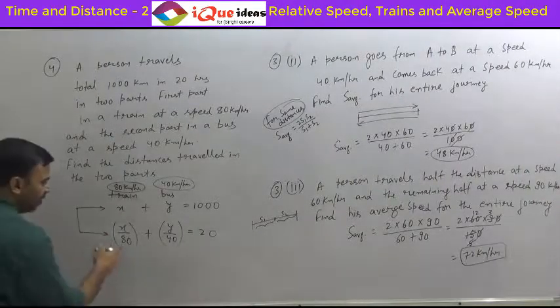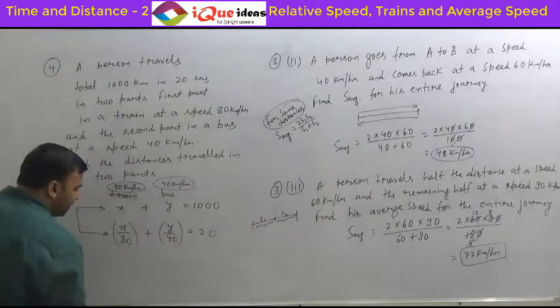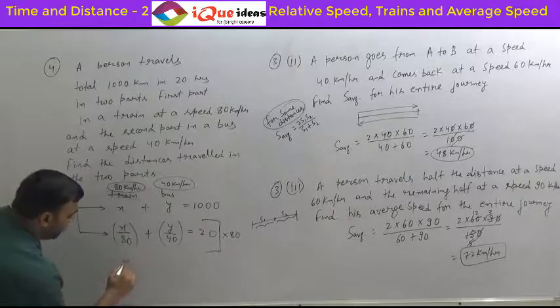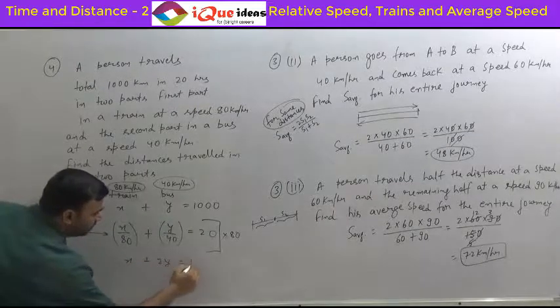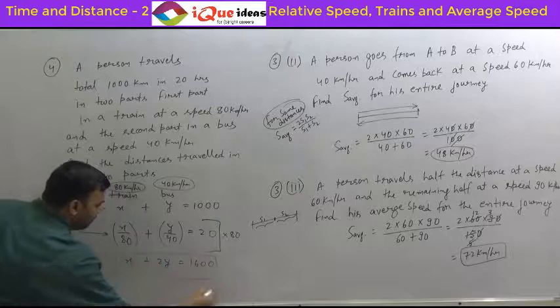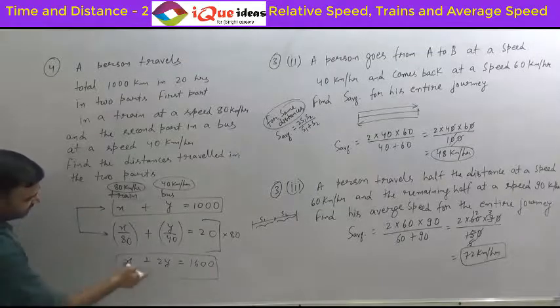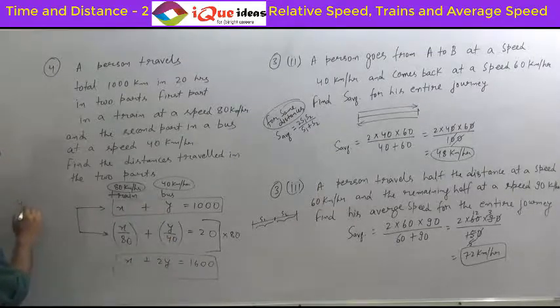Now from the second one, if you multiply by 80 in the whole equation, we get x plus 2y equal to 1600. And one equation we have is x plus y equal to 1000. Simply subtract. So you see x gets cancelled. 2y minus y is y. And 1600 minus 1000 is 600. So y is 600 kilometers. So automatically x is 400 kilometers. Basically you solve these two equations. So this is one way of doing this question.